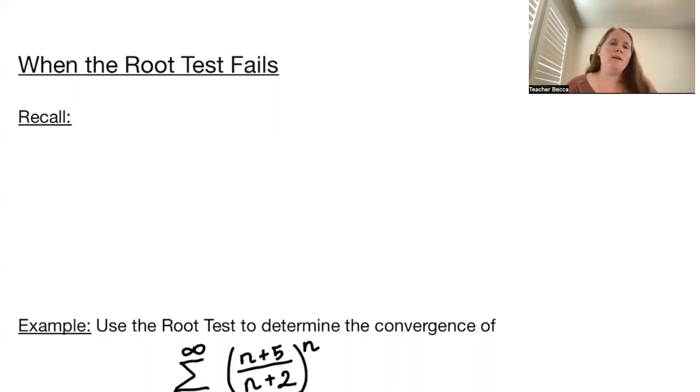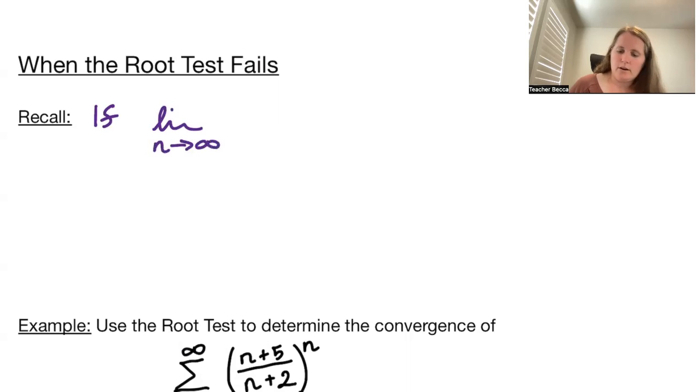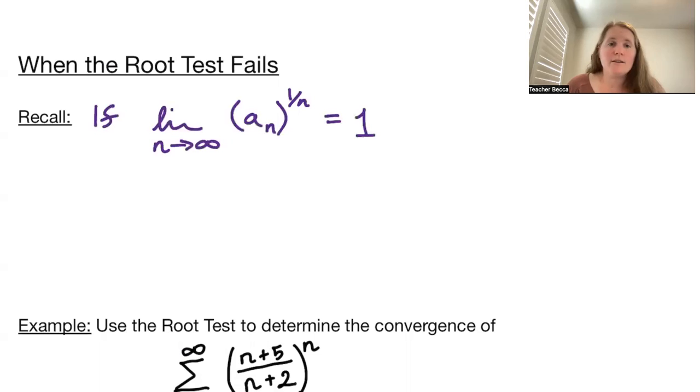Welcome to when the root test fails. So recall, if we have the limit as n goes to infinity of a sub n to the 1 over n equal to 1, then the root test cannot determine whether we have convergence or divergence.